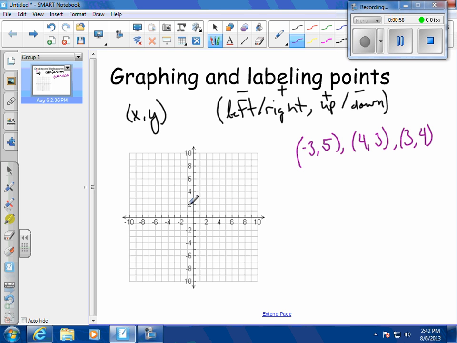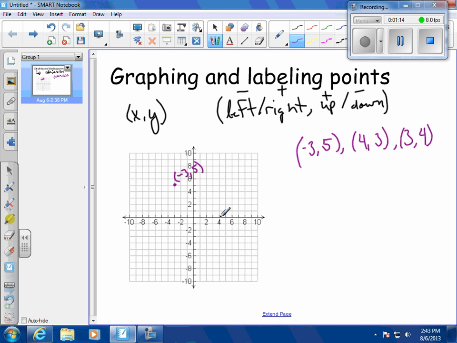So (-3, 5), first of all. -3 means we're going to go left 3, up 5, because 5 is positive. Then beside that, we're going to write (-3, 5). Hopefully you can do that a little bit smaller on your papers.